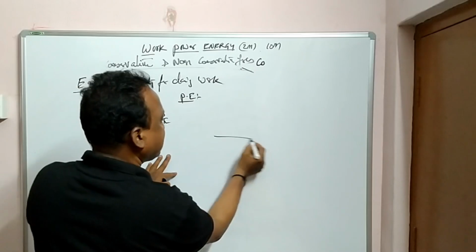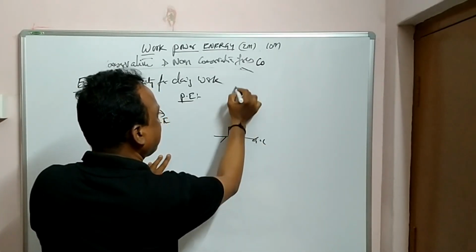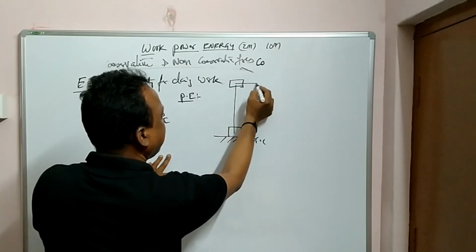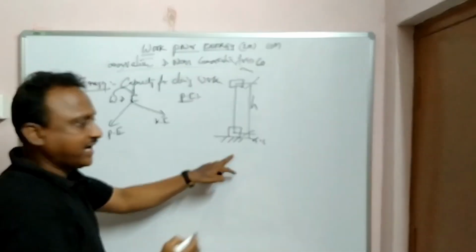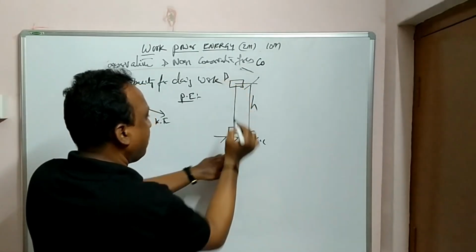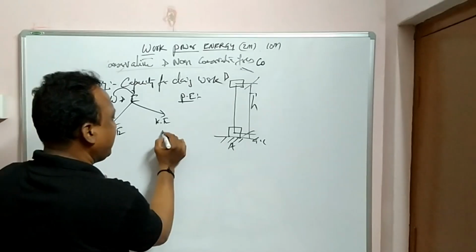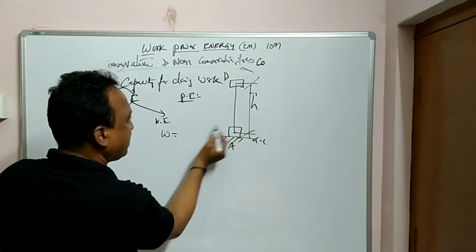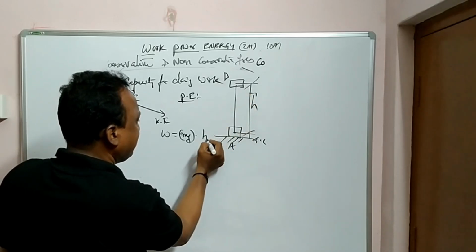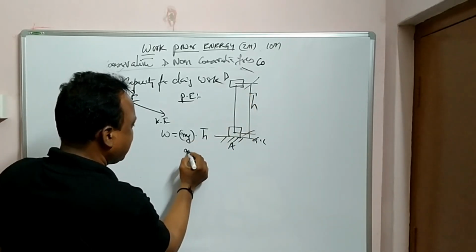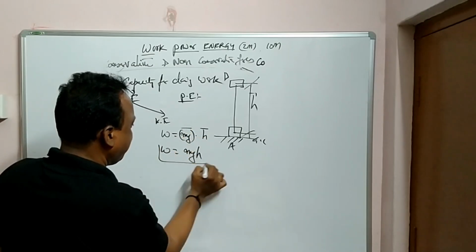Potential energy, see, for example this is the ground, and there is a block here. I have to take this block up to a certain height h. If I have to take a block from ground level A to B over a displacement of height h, then I have to do some work. How much work? W is equal to what is the force here? Weight of the body, weight dot displacement, that is h. So what do we get here? mg into h, because this is a vector product, so W is equal to mgh.